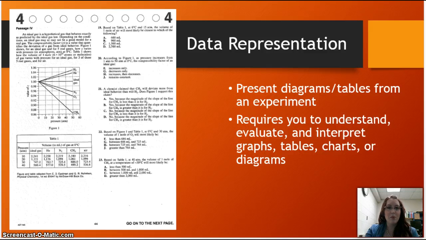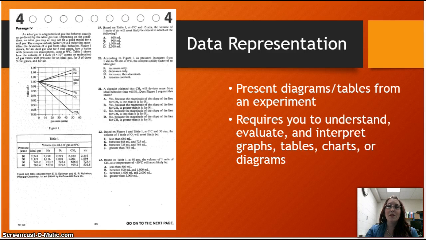Here's a picture of a data representation. You can see here that you see data tables and graphs. This is just one experiment's worth of data. What I suggest you do when you see a data representation is take a couple seconds to look over what the graphs are showing you and what the data table is showing you. Please do not go straight to the questions and skip looking at this. This will take you more time if you do that. Take 5 to 10 seconds, look at the labels of the graph, look at the labels of the data table, then go on to the questions.